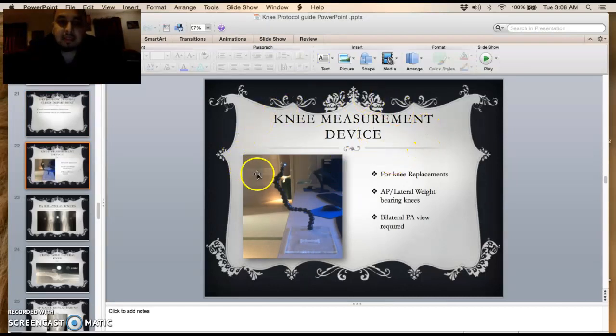So this is basically a device focused on the orthopedic department, so this is specialized towards them. It's a knee measurement device. It's usually done for any future planning for knee replacements, and they'll usually do it weight bearing. So it's AP lateral and weight bearing images here. Bilateral PA views are required to measure the space between knees. And this metallic ball is measured at 1 inch, and all metallic balls are 1 inch.